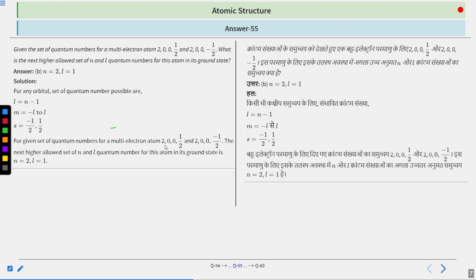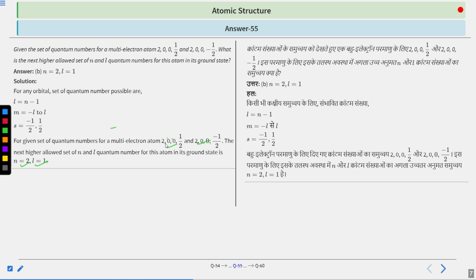Now for the given two sets, the next highest state will be n equals 2 and L equals 1. How is it so? Because it is written that the quantum number set is n, L, m, and 1 by 2 is the s value. So this is which subshell? This is the 2s orbital, right? See, this is the 2s orbital.